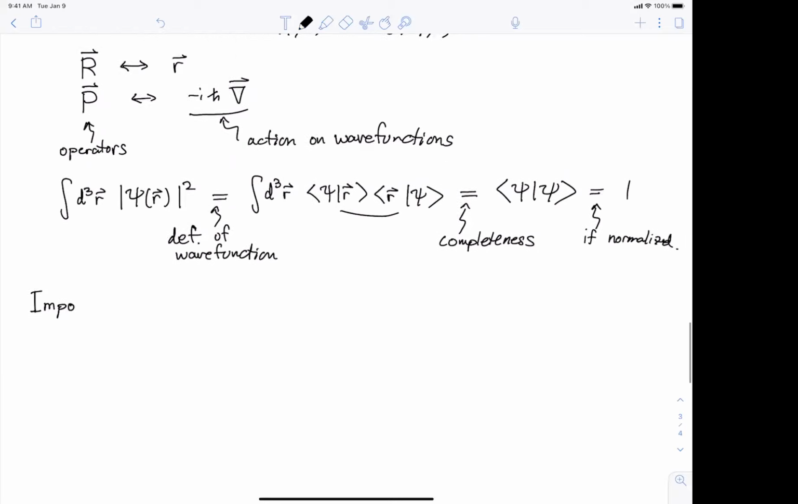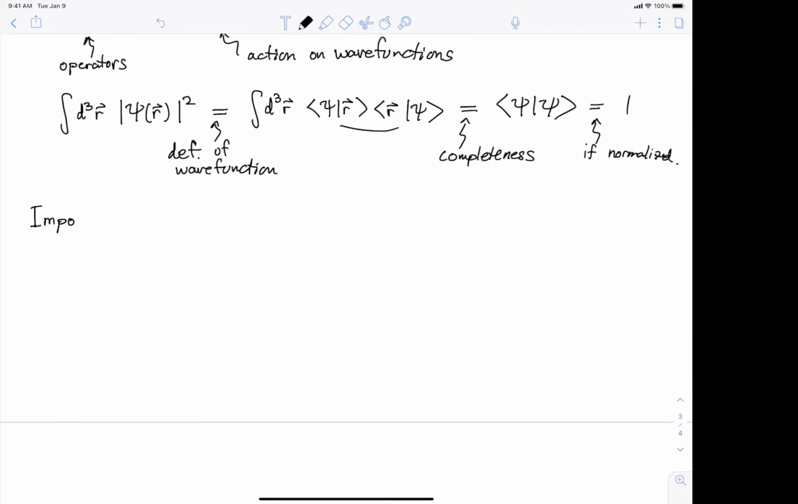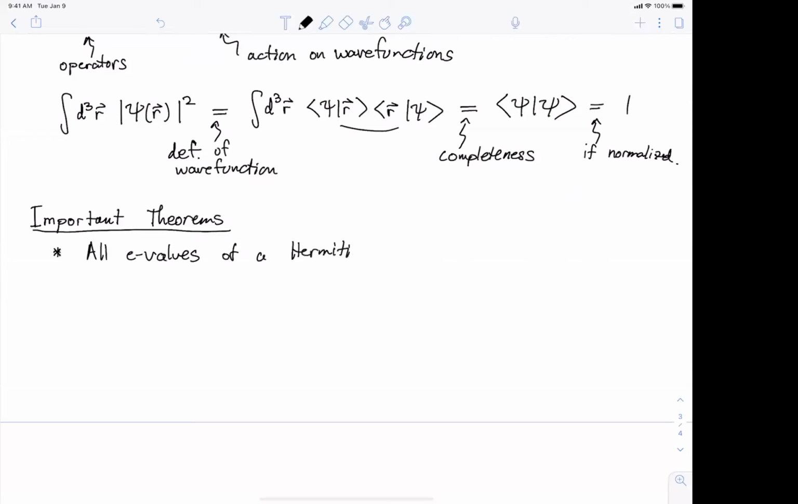All right. So let's list a couple of important theorems. Things that we'll be using all the time, sometimes without even thinking about the fact that we're using them. So one is that all eigenvalues of a Hermitian operator or Hermitian matrix, which is a prerequisite for being an observable, are real.